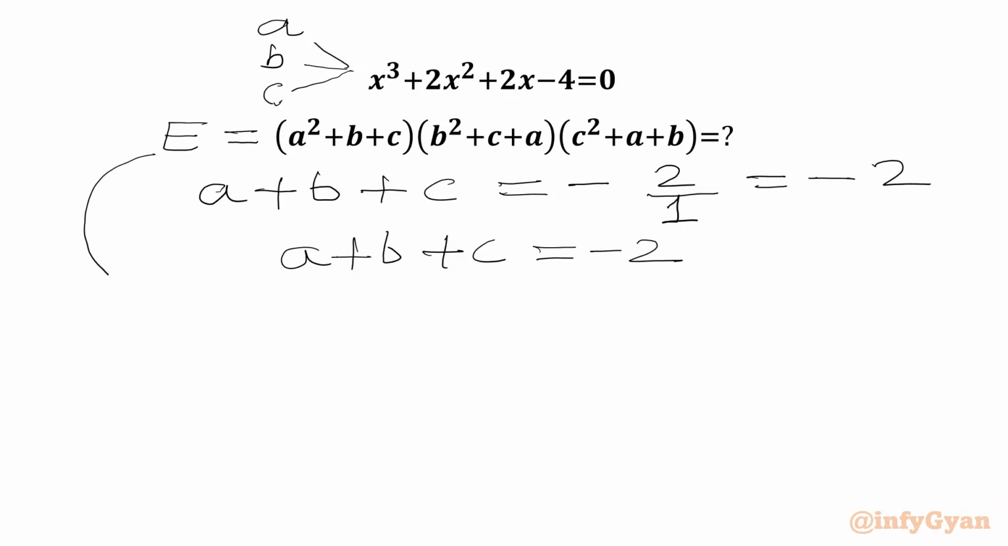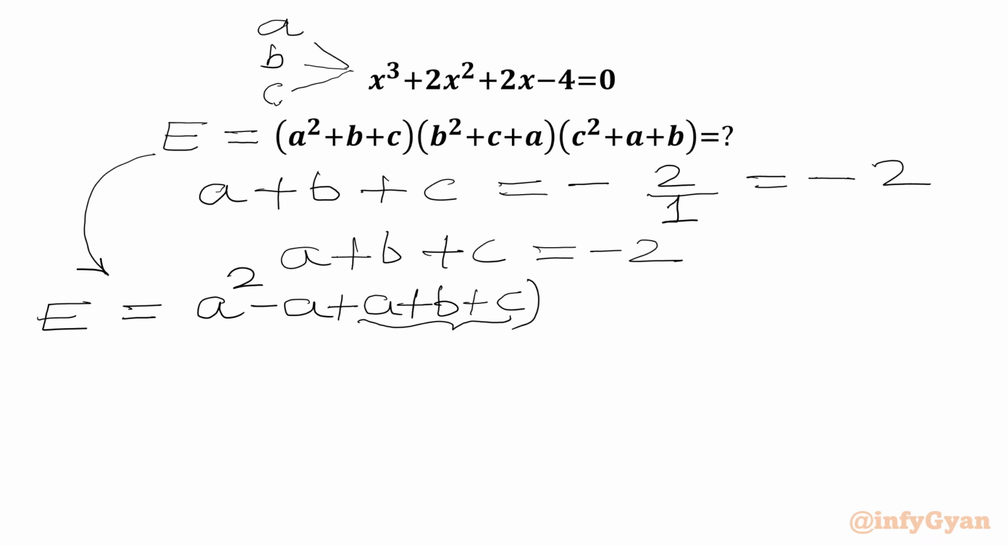Now we will write our expression using algebraic manipulation. E will be equal to a square times b plus c. So I will subtract a and add a so that we will get a plus b plus c. This is our bracket number 1. Times b square, we will subtract b, so we have to add b. Then we have c plus a.